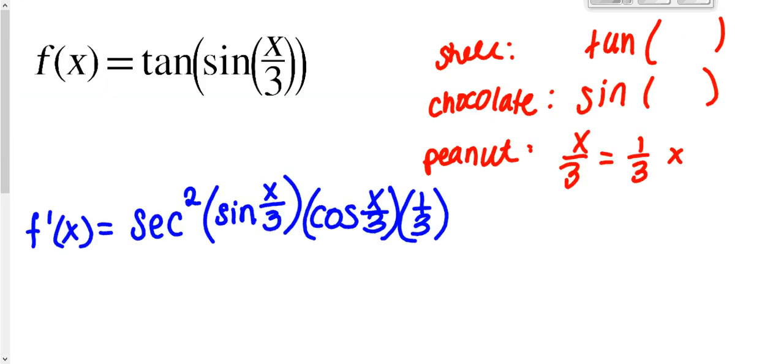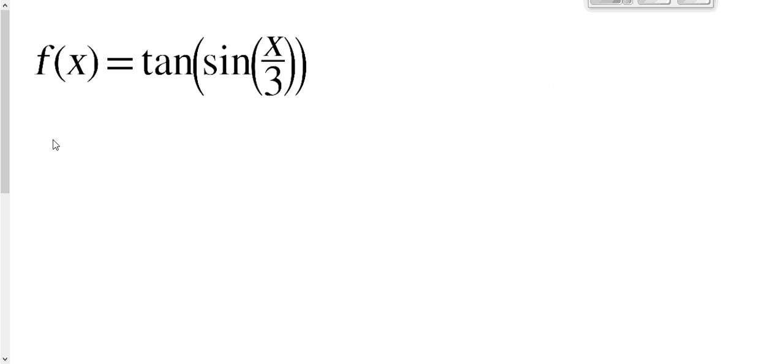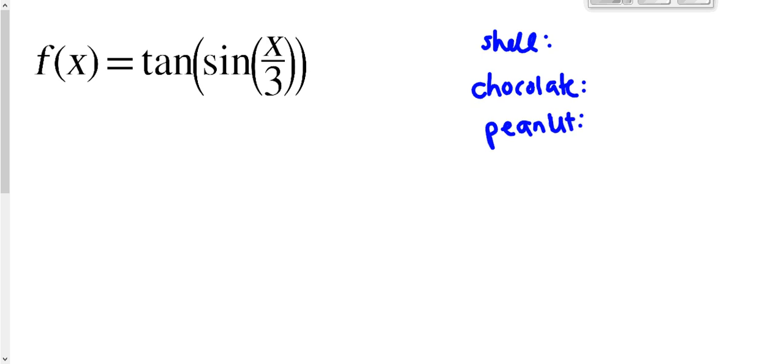Let's look at a couple more. So let's continue to think about our peanut M&M analogy. So we have the shell, the candy shell on the outside, and then comes the chocolate. Then all the way on the inside is the peanut. So if we're looking at this, the outermost function, the thing that is happening on the outside the most, is the tangent.